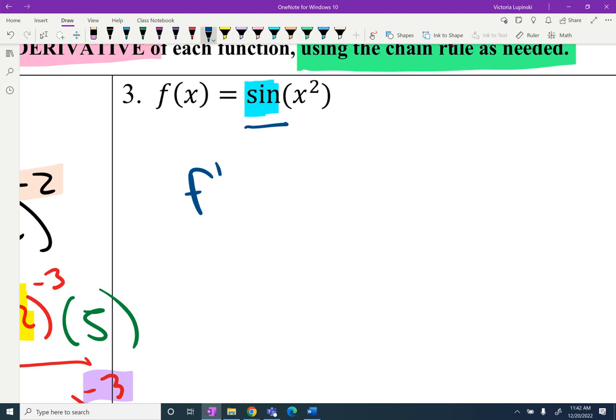So that was f, so f prime. You're going to take the derivative from the outside in and then use the chain rule. So the derivative of the sine of something is the cosine of the same something. You do not change that x squared. The derivative of sine of x squared is cosine of x squared. Then you do the chain rule times the derivative of the inside, which is 2x.